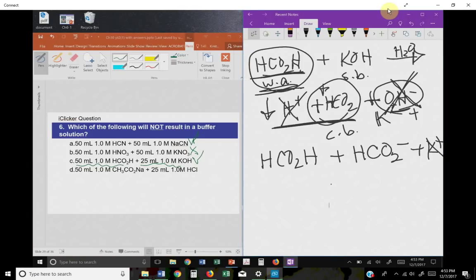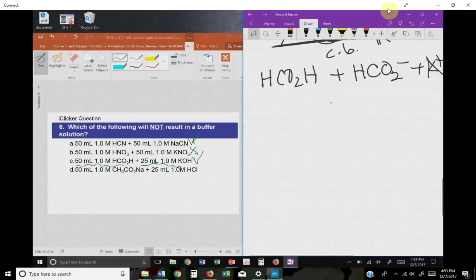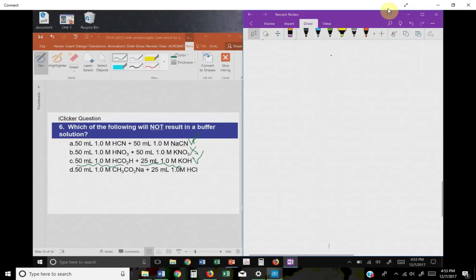Let's take a look at D. Now, D, what do we have? I think I was calling that the wrong name. That wasn't acetic acid. That was methanoic acid. For C, that's methanoic acid. For D, we're looking at acetic acid here.